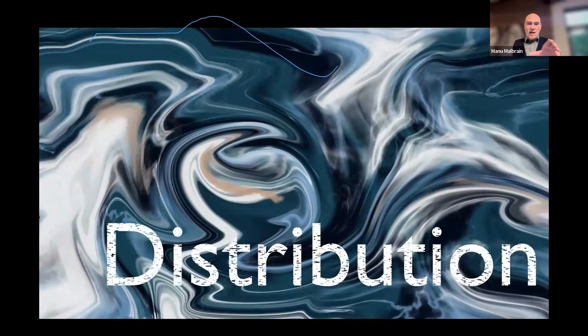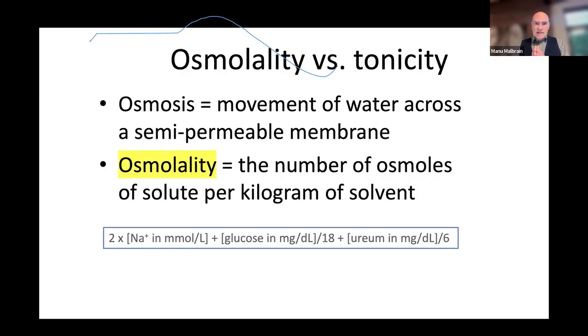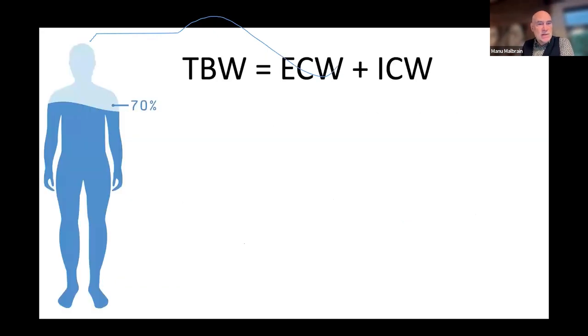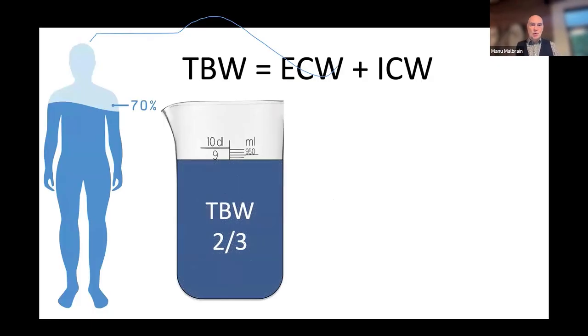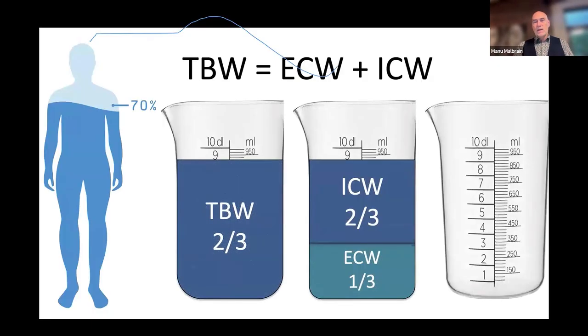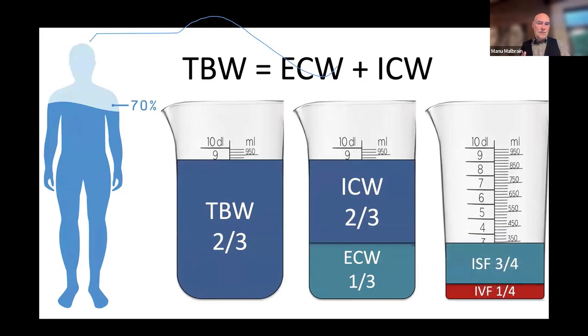Now, I spoke about distribution, and let's dive into the physiology. We have to make the difference between the osmolality, which will determine the tolerability of a fluid, and the tonicity, which is the effective osmolality, which will determine the distribution of a fluid. The body consists mainly of water, the fluid mainly being in the cells. 2/3, and about 1/4 of the extracellular water is the intravascular fluid.